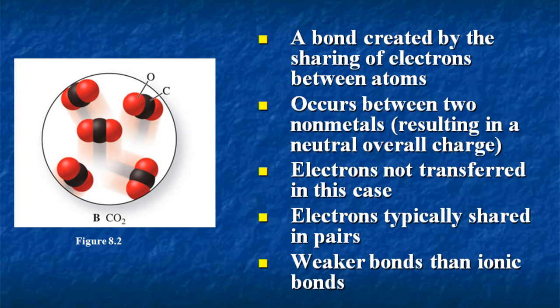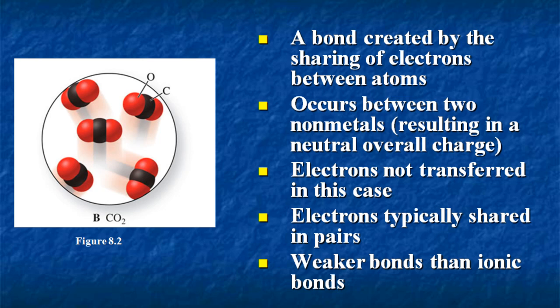Now covalent bonds: a bond usually created by sharing of electrons. There is no transfer of electrons in covalent bonds. That is the main difference between an ionic bond and a covalent bond. Ionic bond, there is transfer of electrons. Covalent bond, there is no transfer of electrons. It occurs by sharing of electrons. And covalent bonds happen between two nonmetals. So they share electrons, so there is no charge arising. So of course it is neutral.